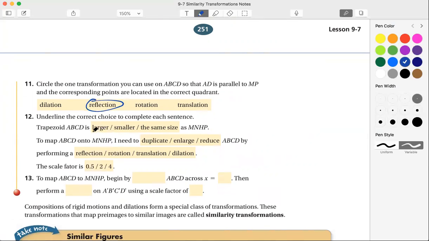The trapezoid is larger, okay, so I need to reduce this by performing a dilation. Scale factor should be about 1/2. So what I'm going to do is reflect across x equals 0. Then I'm going to perform a dilation using a scale factor of 0.5.